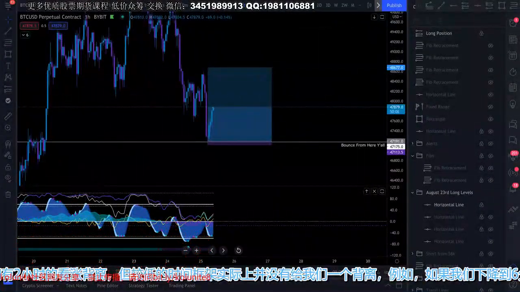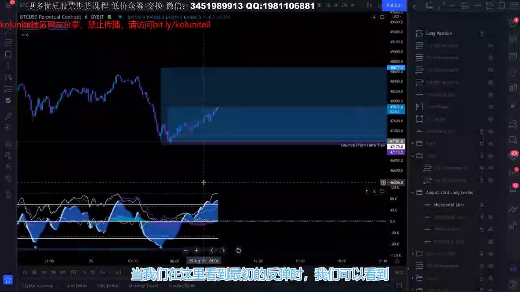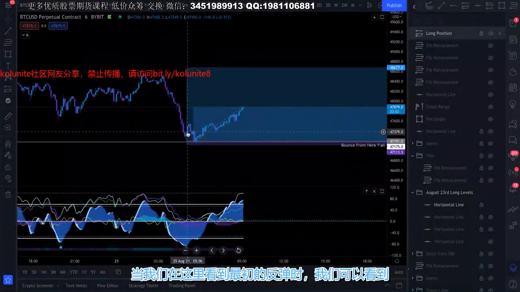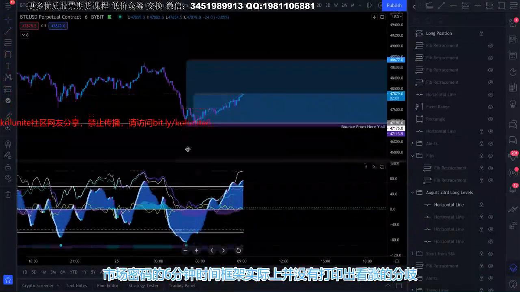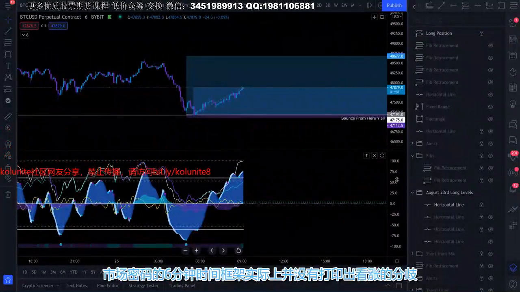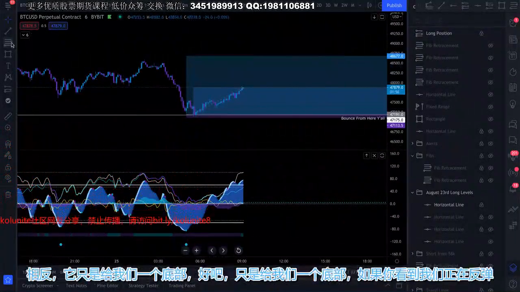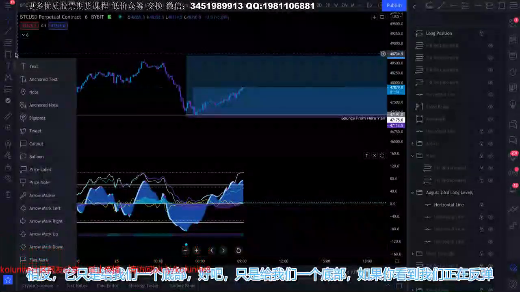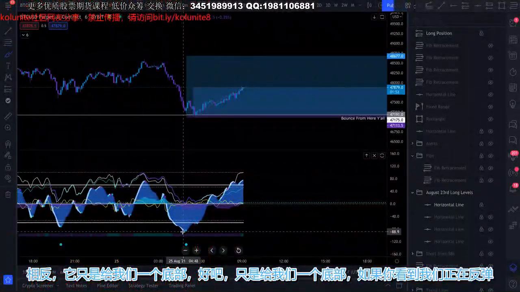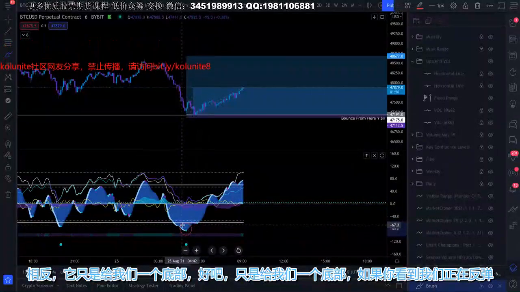If we come down to the 6-minute, for example, we can see that when we got the initial bounce right here, the 6-minute time frame on Market Cipher was not actually printing a bullish divergence. Instead, it was just giving us a bottom. Okay, it was just giving us a bottom. And if you see that we're getting a bounce, what is this?